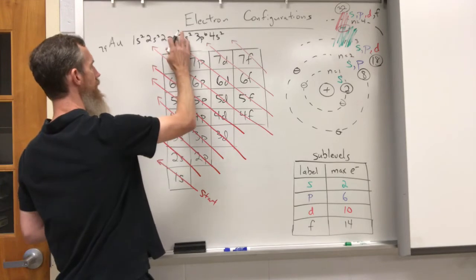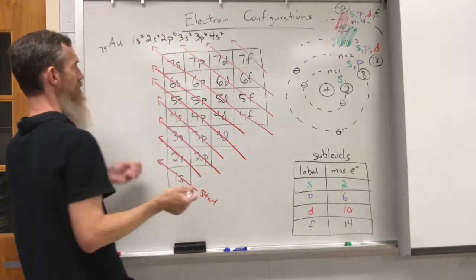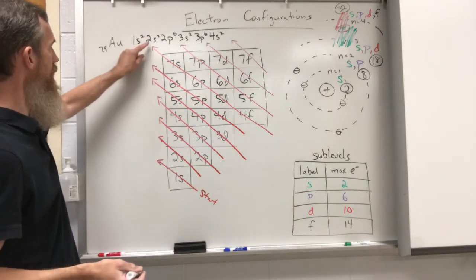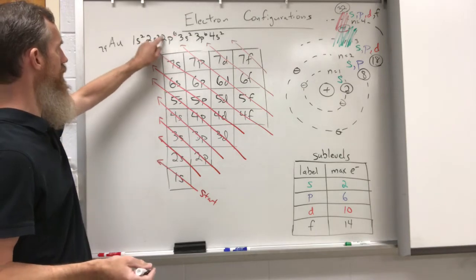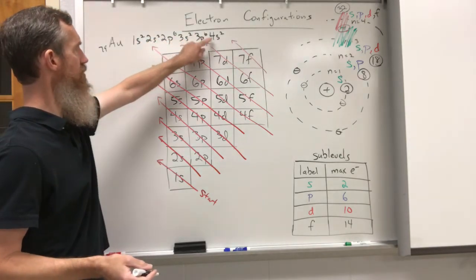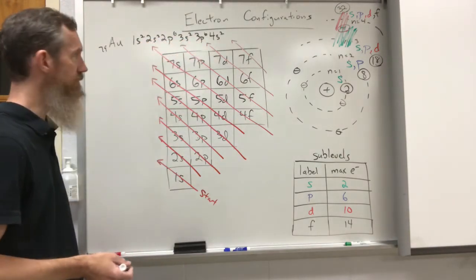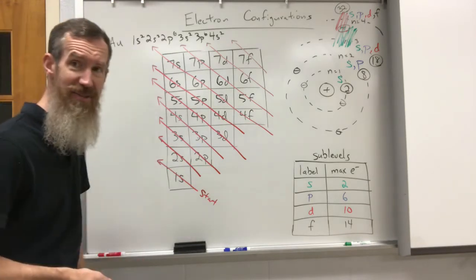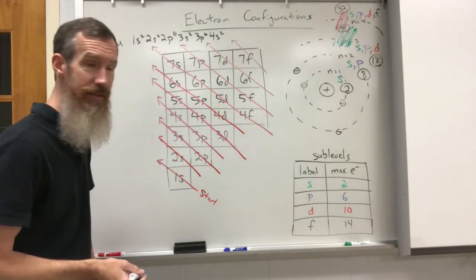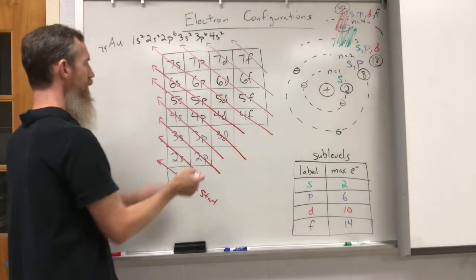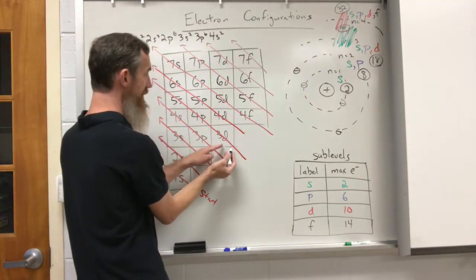Now, let me rewrite this 6. How many electrons did I use? Well, I used 2 plus 2 is 4, that's 10, 18, that's 20 electrons I've used so far. 20. I still got a ways to go. I got 59 electrons still to go. Oh boy. All right. Well, I filled the 4s. What's next? 3d is next.